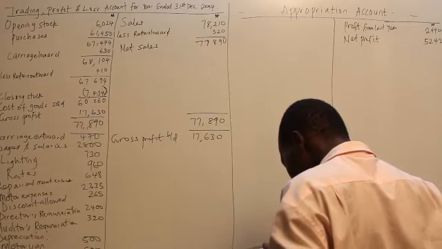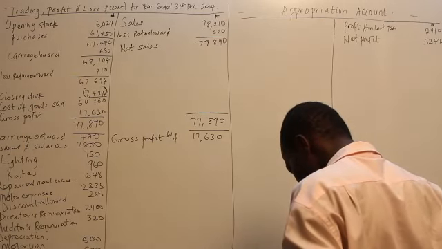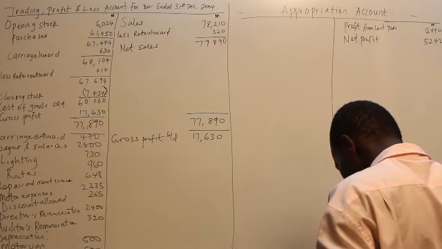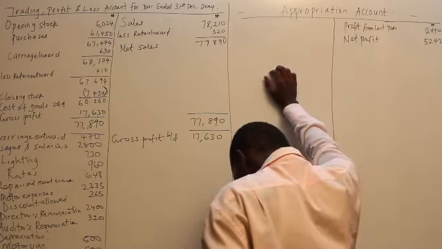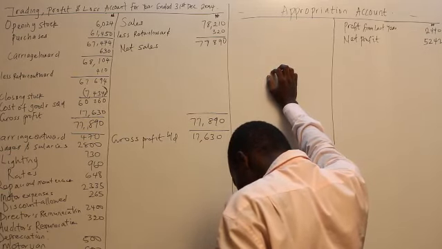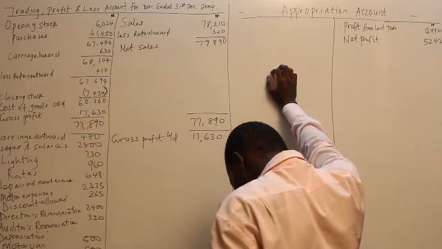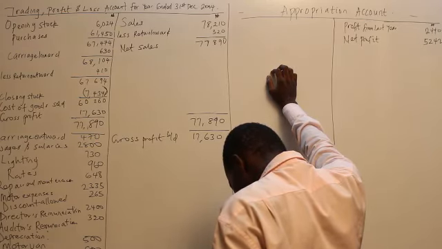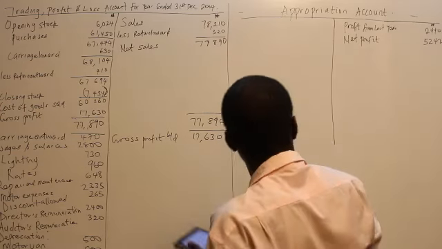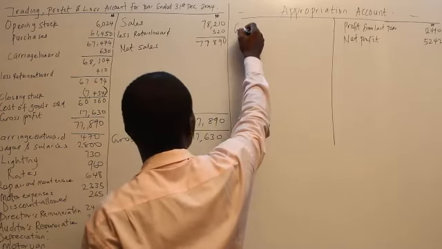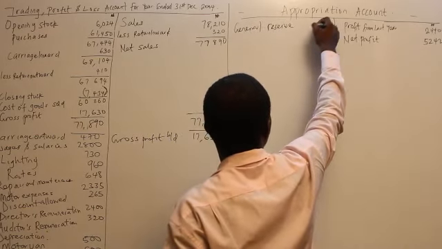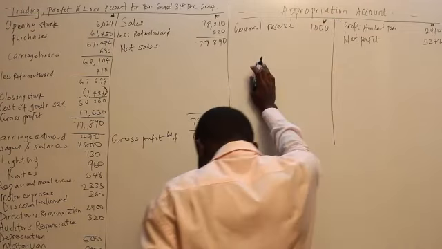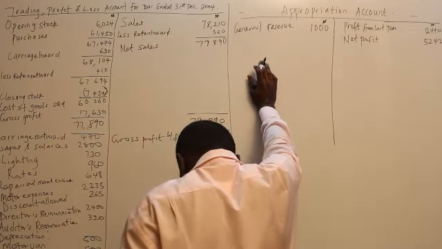So what are we asked to make again? All of the required information will come here. General reserve. Okay, give me the general reserve in the period. That goes to the reserve account. Transfer to general reserve. So we have to transfer 1,000 naira to general reserve. We have 1,000 naira.